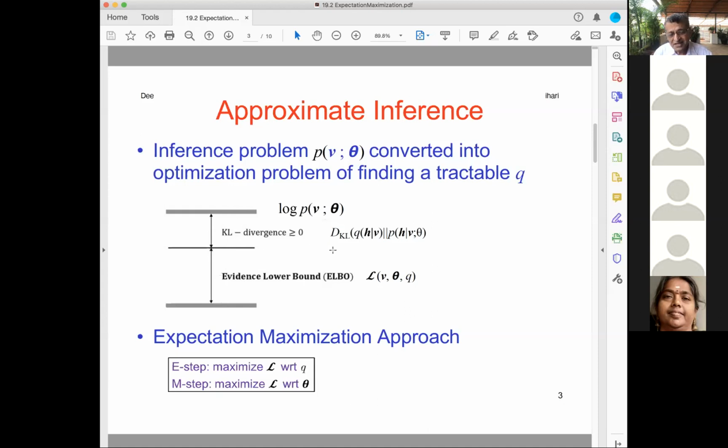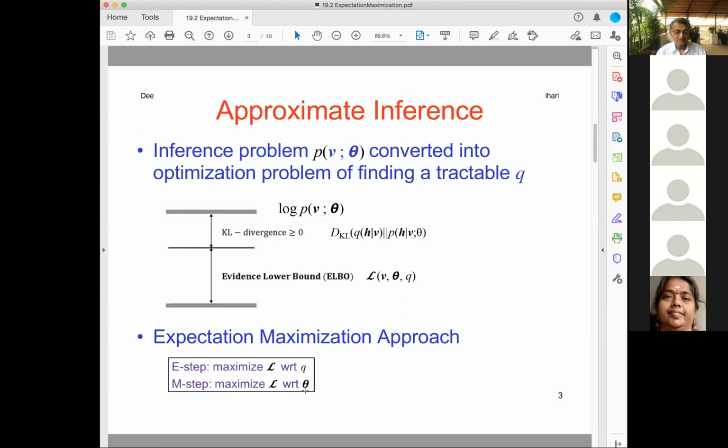So now we say the optimization problem is finding the Q such that this quantity is as small as possible. The expectation maximization approach says maximize L. Well, if you maximize L, it will go all the way to the top. Maximize L with respect to Q. Choose the Q carefully such that you are going to maximize it. And the M step says maximize L with respect to theta.